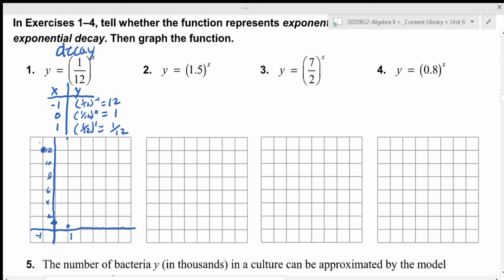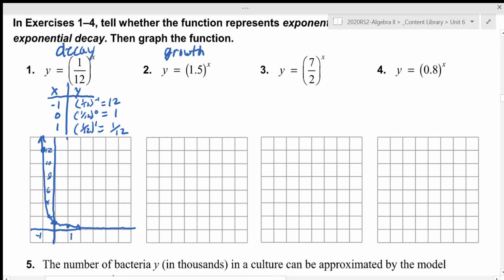Then you want to connect those points with a smooth curve. You might be tempted to have that function cross the x-axis. But remember, this is an exponential function. It has an asymptote at the x-axis, meaning it's going to get closer and closer, but never actually touch the x-axis. And there's our graph.